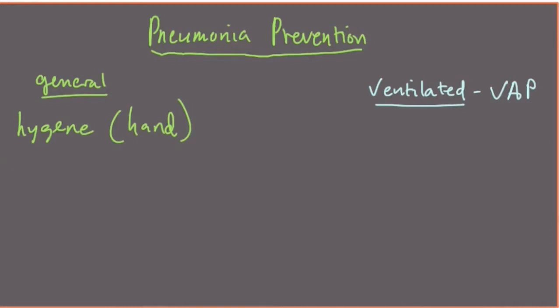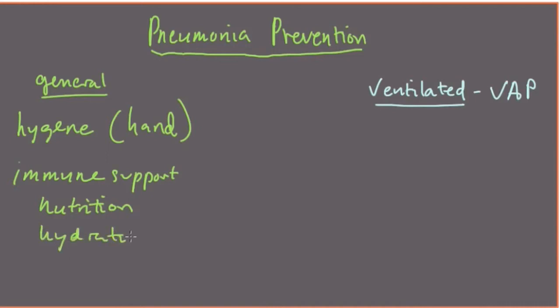The second category, as far as preventing pneumonia in the general population, is immune support. Like any type of infection, one of the best ways to prevent it is to keep a good, strong immune system. We can do this with nutrition, hydration, and activity.